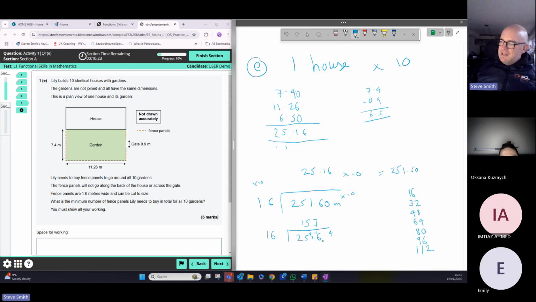Okay, so 16s into 4 don't go, so that means I'm going to have to put a decimal place there because there's nothing for it to do. 16s into 40 is 2 with 8 left over. Okay, 16s into 80 are going to go 5 times. So if we look at that now, it's whole panels.